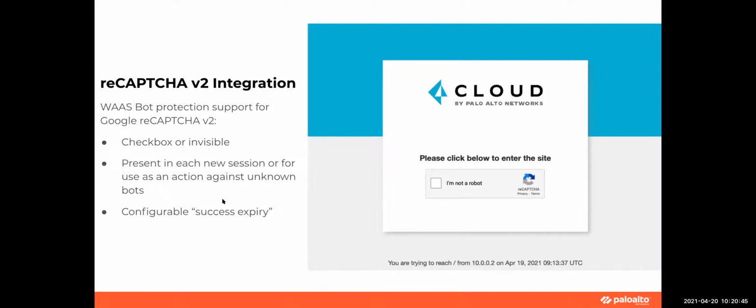You can either use the checkbox or invisible challenges, and you do have control over the expiry period. So how long would a successful solution to a challenge be valid? All of these would be exposed to you to change in the configuration.